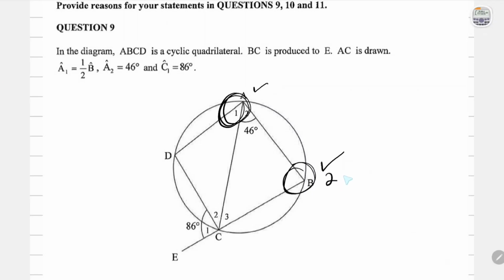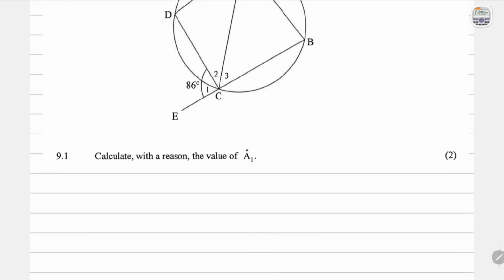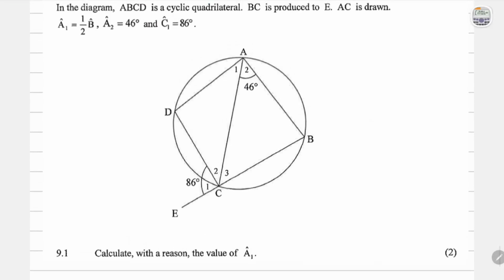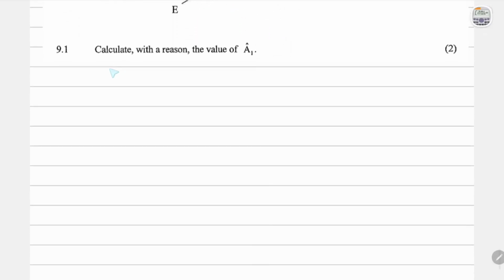So if, for example, if this is 20 degrees, then that is 10 degrees. Okay, A1 must be half of B. And then angle A2 is 46 degrees, and angle C1 is 86 degrees. And the first question is to calculate with reasons the value of angle A1. Okay, so how do we find angle A1? Do you see that we have an exterior angle? We have an exterior angle in a cyclic quad. The exterior angle is always equal to the opposite interior angle. So it means angle A1 plus angle A2 would give you this exterior angle of 86 degrees. And that's what we're going to do.